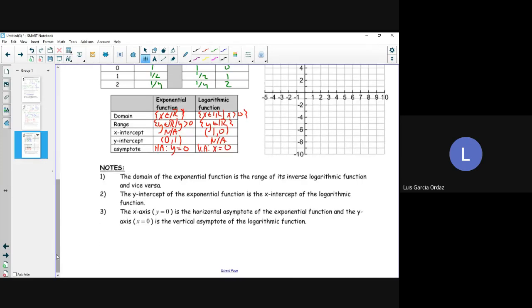So just some key things to remember. The domain of the exponential function is the range of its inverse log function and vice versa. The y-intercept of the exponential function is the x-intercept of the log function. And the x-axis, so y equals 0, is the horizontal asymptote of the exponential function. And the y-axis, x is equal to 0, is the vertical asymptote of the log function. So is everyone okay so far with the first lesson about the basics of log functions?